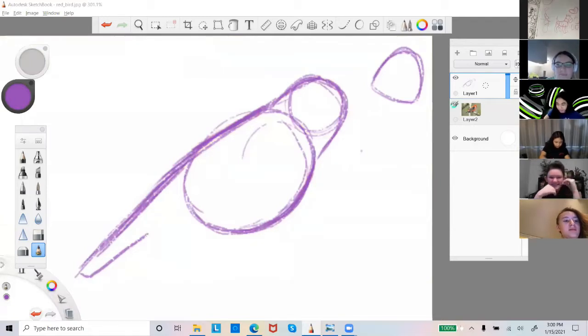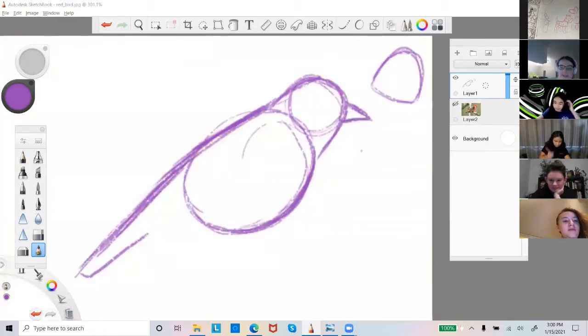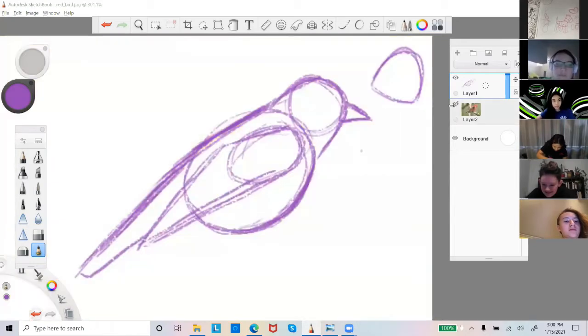So I don't even have wings on here yet. Let's make a triangle for the beak. Right? And it's starting to look like a bird, even though there's no detail. For the wings, it just depends on the shape of the bird. I'm kind of seeing an oval right here. And then a triangle going back for those folded up wings.